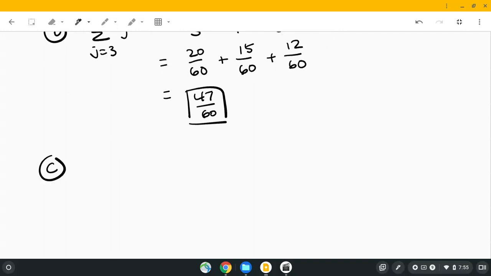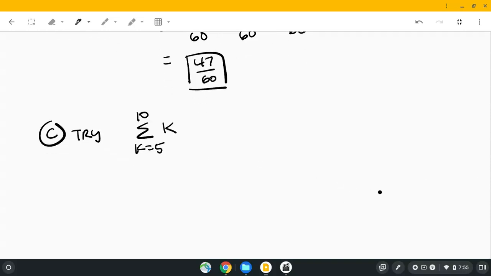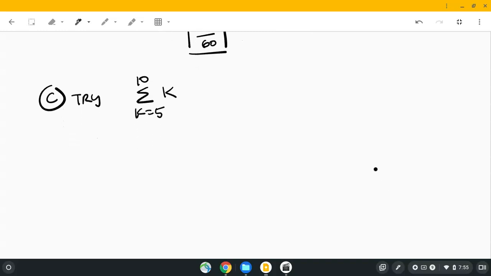Let's take a look at this one. Why don't you go ahead and try this sum? The sum starting with the fifth term all the way up to the 10th term. And this is what you will use to find each term. Go ahead and hit the pause button and then come back to see if you get the same answer.